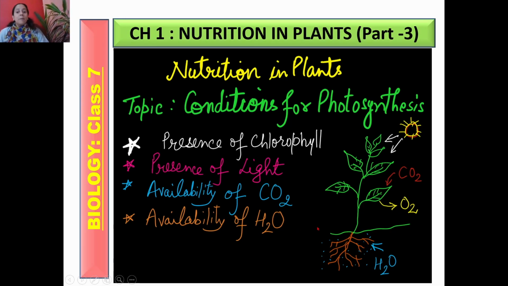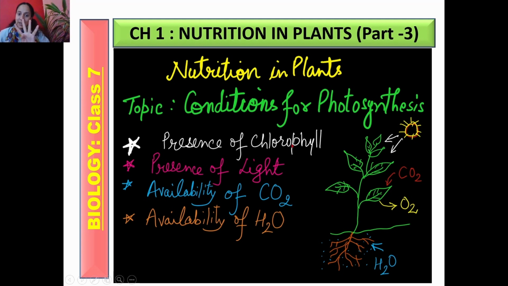So viewers, I'm starting up with today's video. It is on chapter number 1, Nutrition in Plants, and part 3. In this part, I'm going to cover conditions which are necessary for photosynthesis. Till now, my viewers know that for photosynthesis, presence of chlorophyll is a must. Presence of light is a must. There should be availability of carbon dioxide and availability of water. So these four things are necessary if the organism has to carry out photosynthesis.